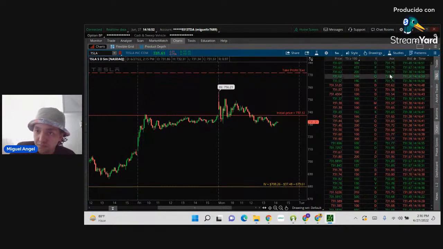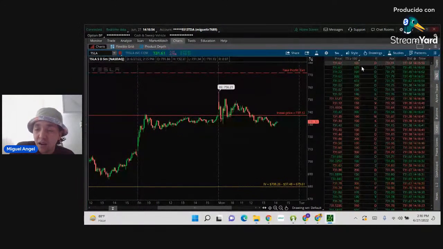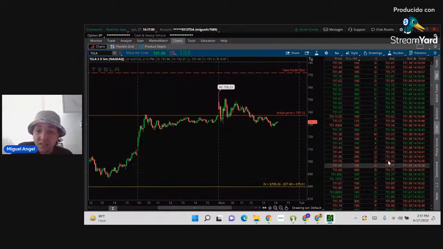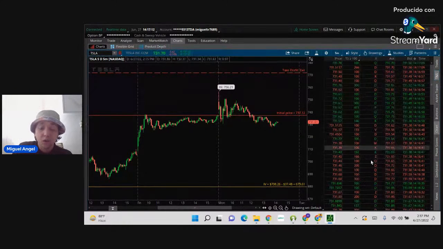So basically, whenever we see a lot of green section like this, that means that a lot of people are buying aggressively, meaning that they're buying in the ask. But if I see a lot of things like this, basically what that's telling me is that a lot of people are selling in the bid, meaning that they're being really aggressive.